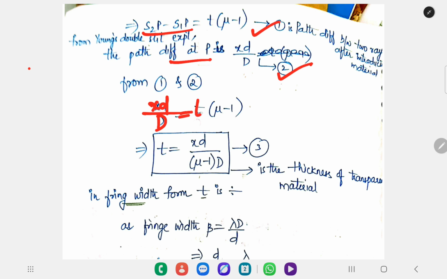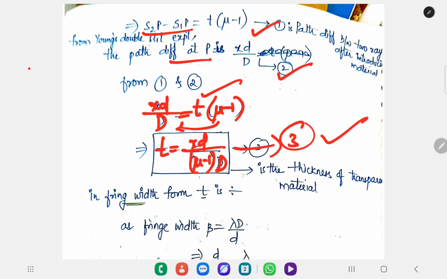xd by capital D is equal to t(mu minus 1). What we want is the thickness, since we are determining the thickness. So t is equal to, sending mu minus 1 to this side, xd by (mu minus 1) into capital D. This is our third equation. By this we can find out the thickness of the transparent film.